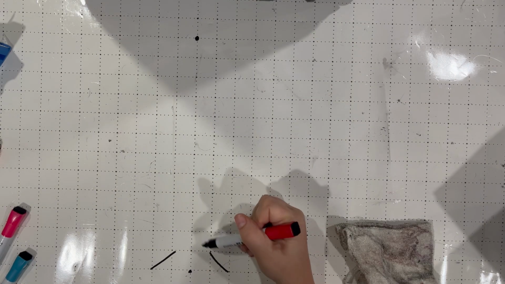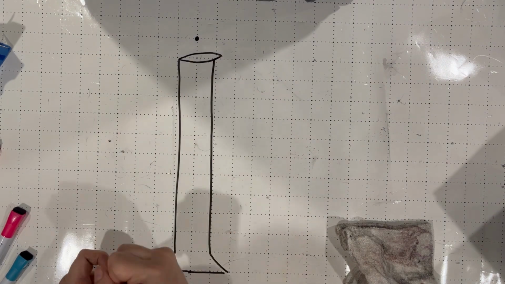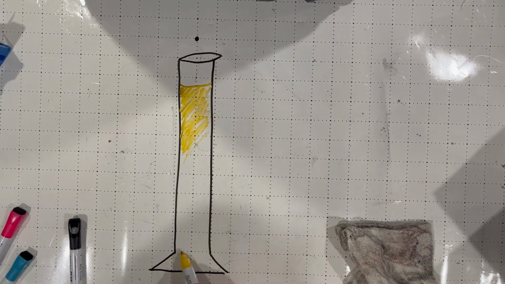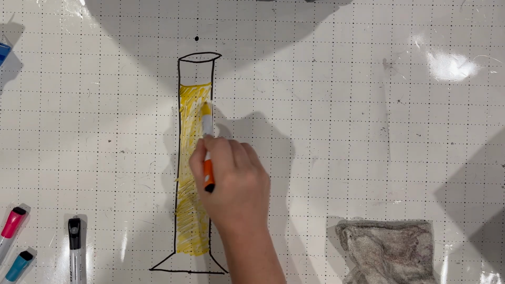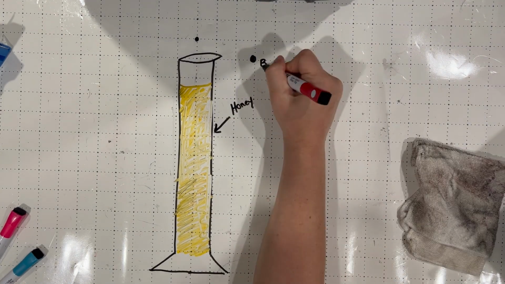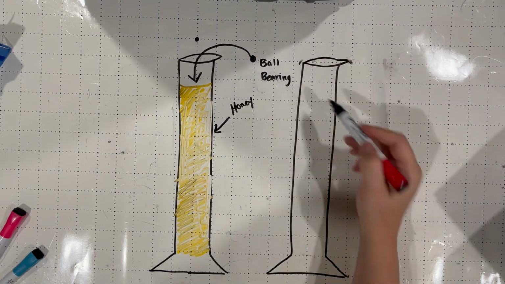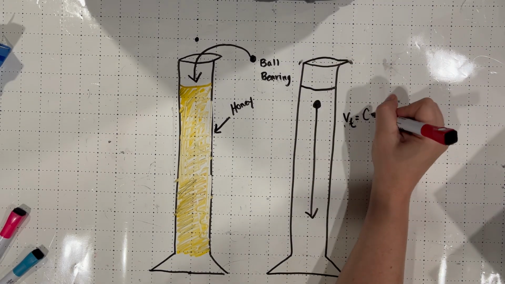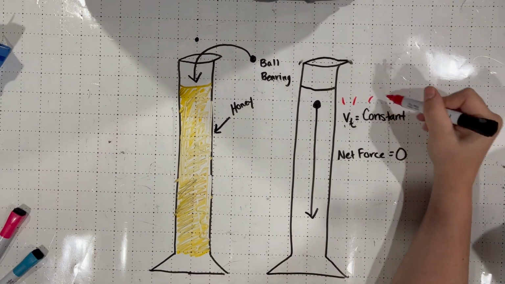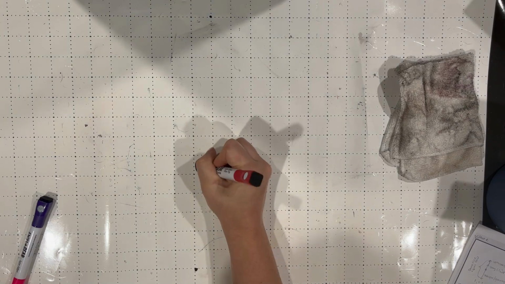So what does viscosity have to do with motion or the acceleration of an object? Here we have a large graduated cylinder filled with quite a bit of honey, and we have a small ball bearing. When we drop the ball bearing into the fluid, we can see that it moves at a constant rate. This is called terminal velocity, and this happens because the forces acting on the ball bearing are balanced. I can demonstrate this with a diagram.